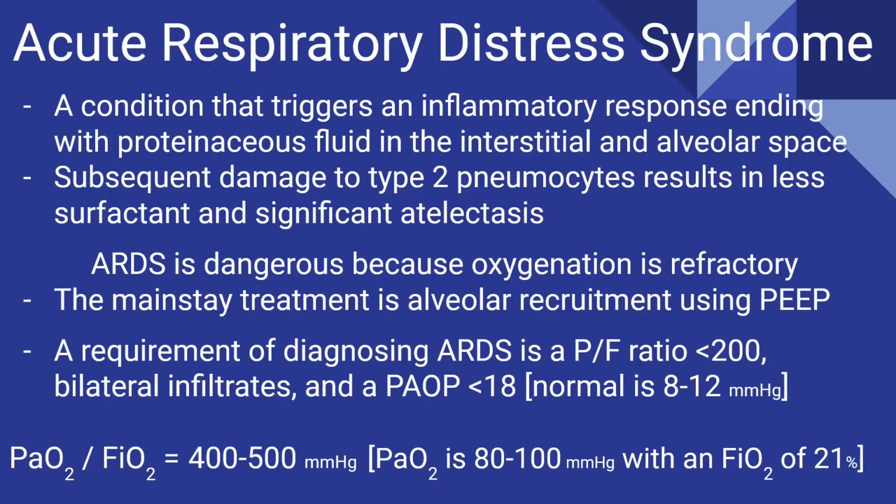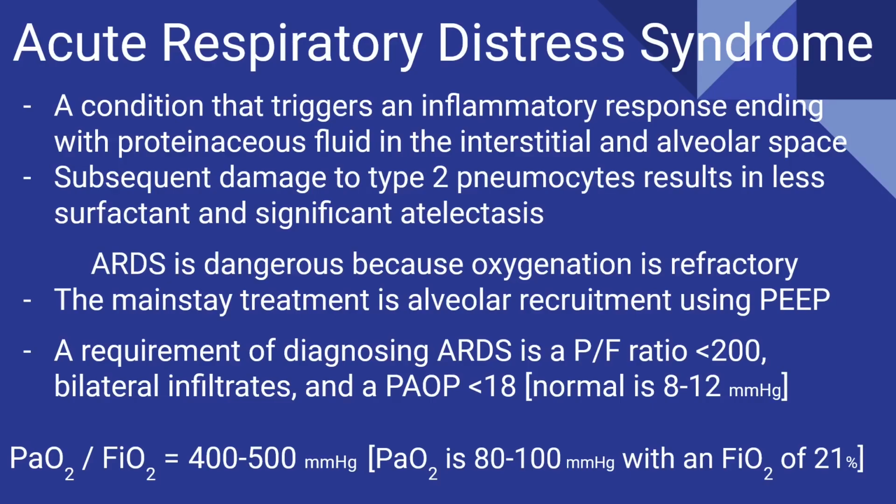So in order to diagnose ARDS, we need it to be in both lungs. So we need infiltrates or atelectasis in both lungs. And we need a high pulmonary artery occlusion pressure. So that's telling us that there's a lot of pressure that's causing poor perfusion to the left side of the heart, poor blood flow to the left side of the heart. So you can see a lot of hypotension with that as well if ARDS is bad enough.